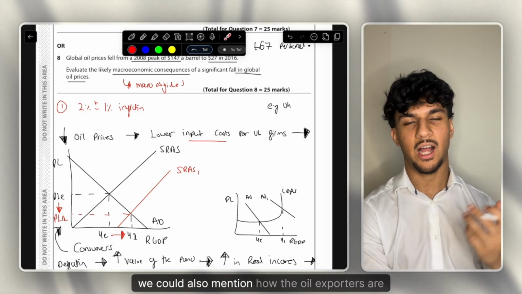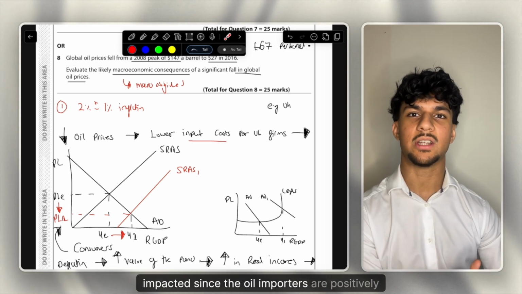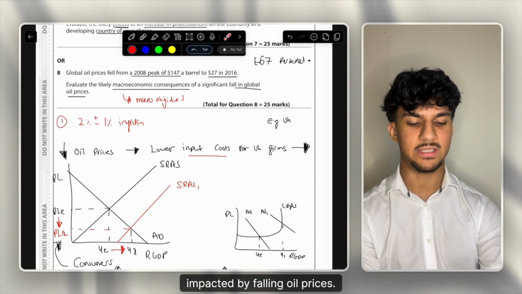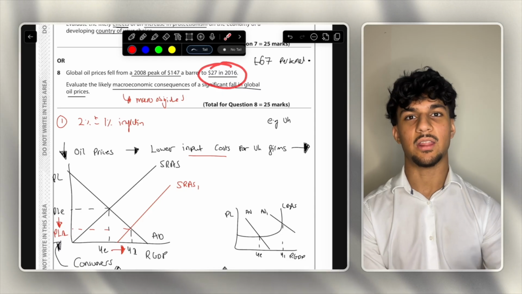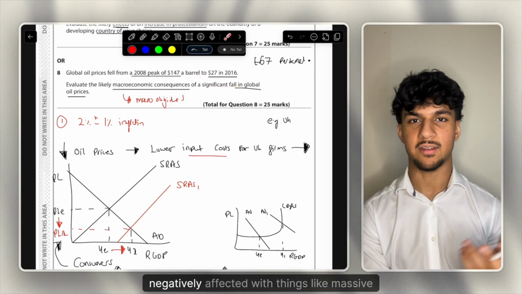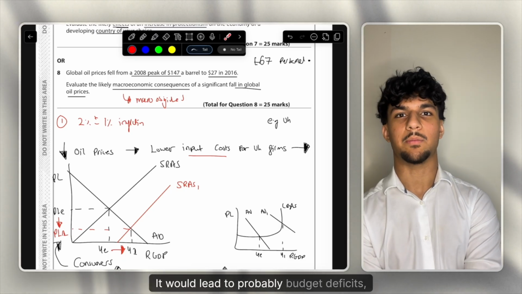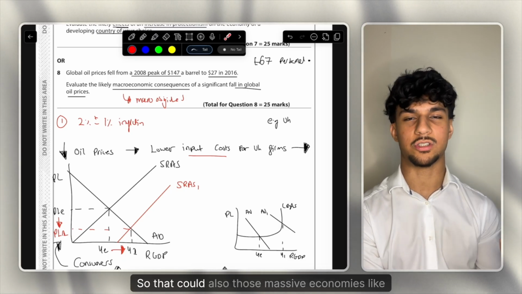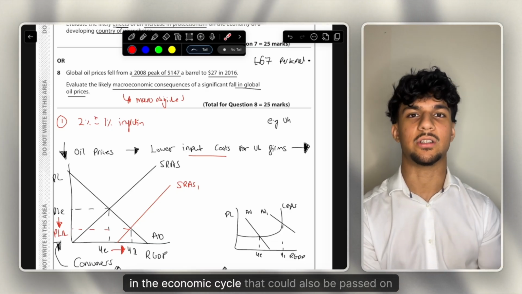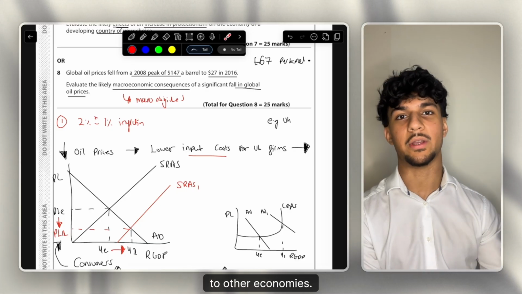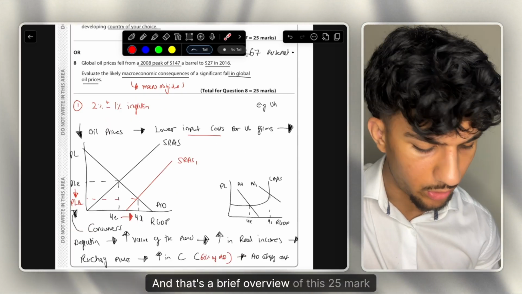since oil importers are positively impacted by a fall in oil prices, but oil exporters, countries like Saudi Arabia, will probably be adversely affected, with things like massive reductions in tax revenue. It would probably lead to budget deficits, things like that. So those massive economies like Saudi Arabia will go through a downturn in the economic cycle, and that could also be passed on to other economies due to the interconnectedness of the global economy. And that's a brief overview of this 25 mark question.